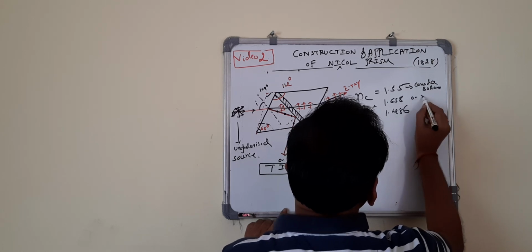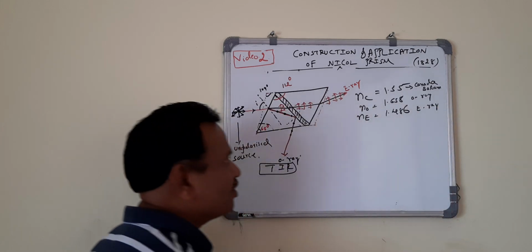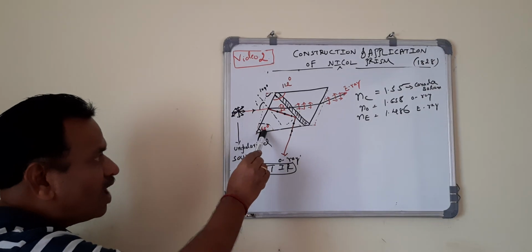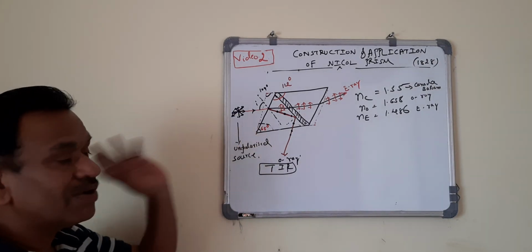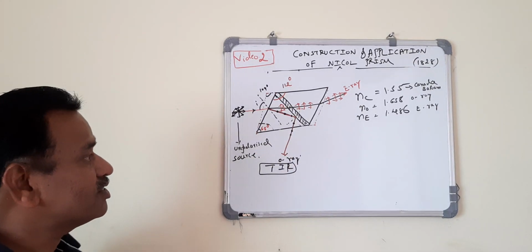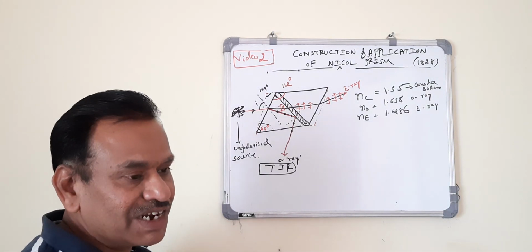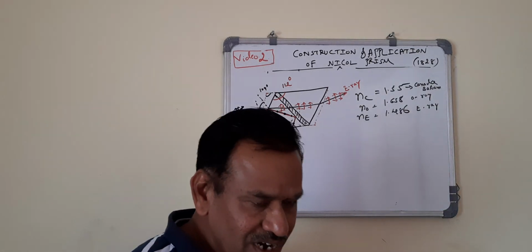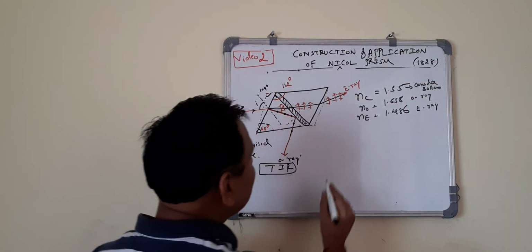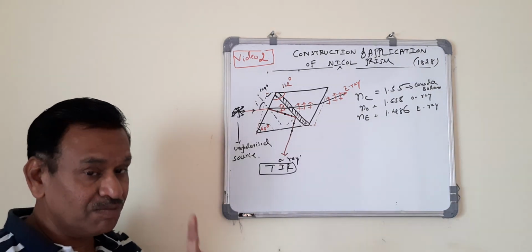This is for the ordinary ray. This is for the extraordinary ray. Now I will answer why the Nicol prism is cut only to 68 degrees. Why did he reduce the angle from 71 degrees to 68 degrees? This light will undergo total internal reflection. What is the condition for total reflection? The angle of incidence should be greater than the critical angle. And light must travel from a denser medium to a rarer medium.